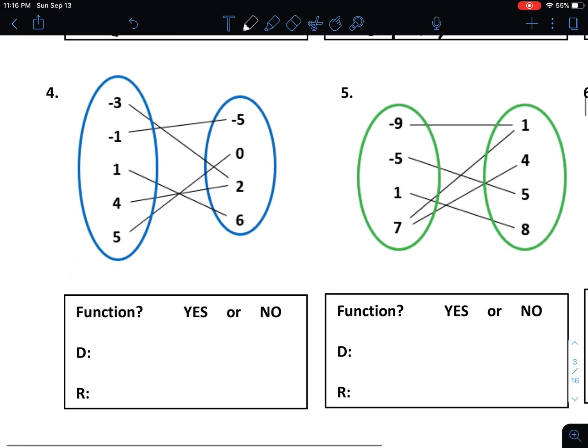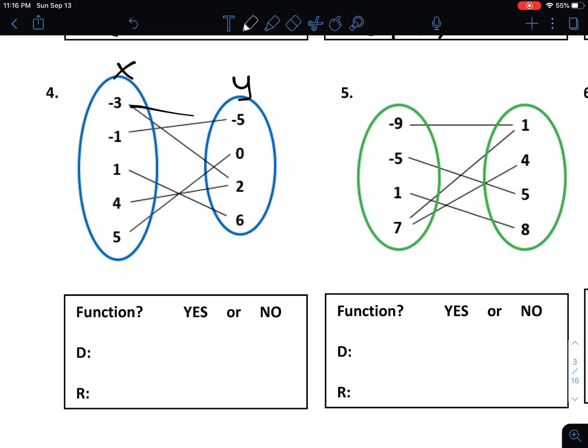Next, we have some function maps, which are kind of fun ways to look at functions. The one thing that we want to look for is we want to make sure that there's only one place that the x value is going towards. So again, x values will always be on the left side, y values on the right side. And if you look, each x value only goes to one y value.